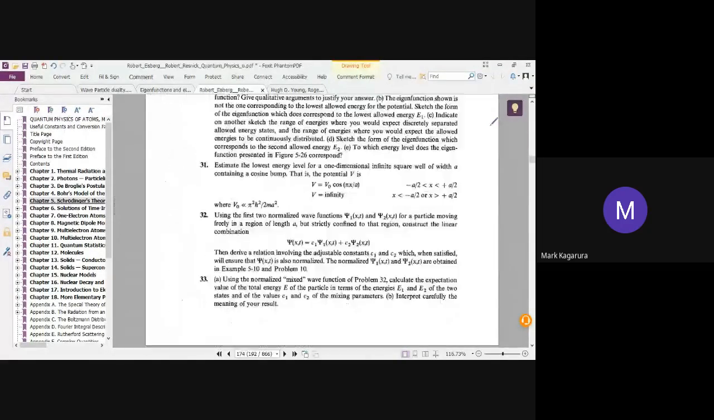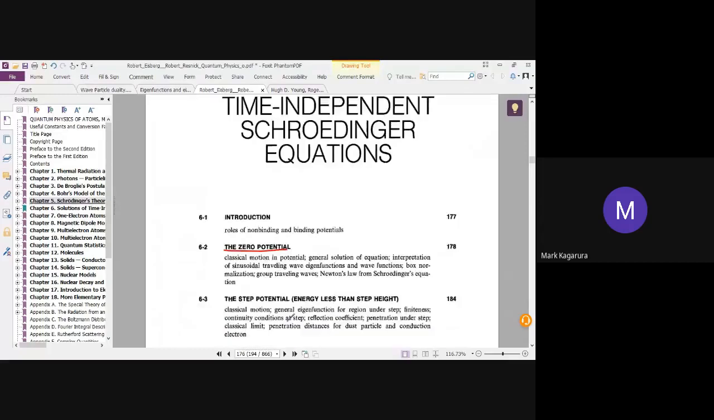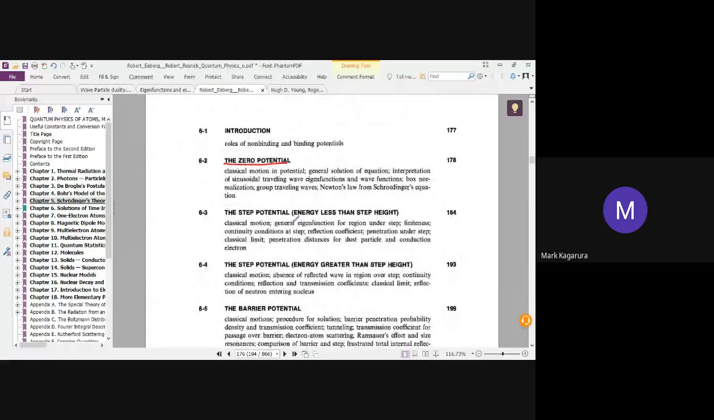We are really not doing the normalization first. So then we looked at solutions. So we looked at zero potential when the particle is free. And then today we're looking at the step potential. Energy less than the step height, E less than V naught. And then we see E is greater than V naught, which has been in that video tutorial.